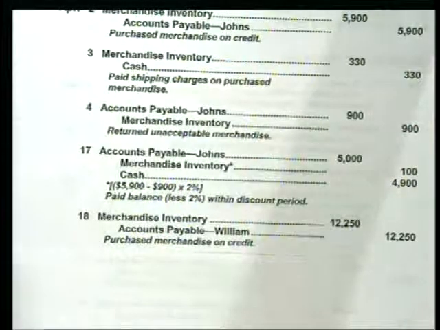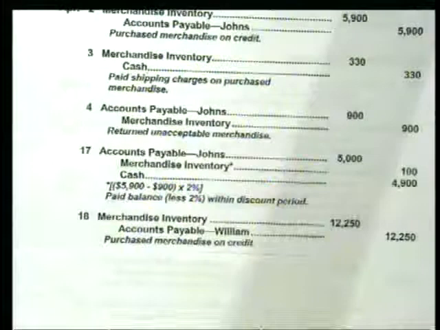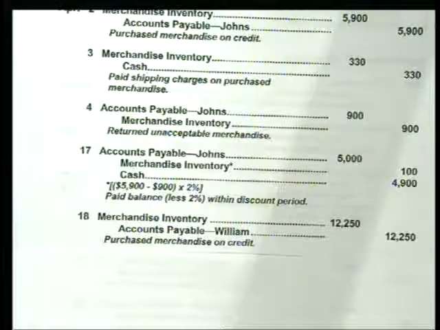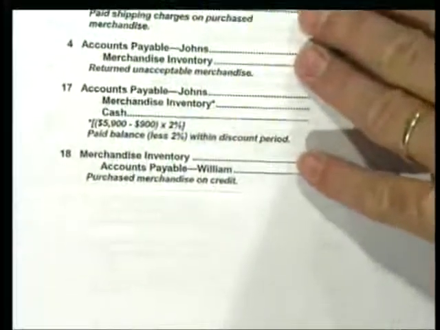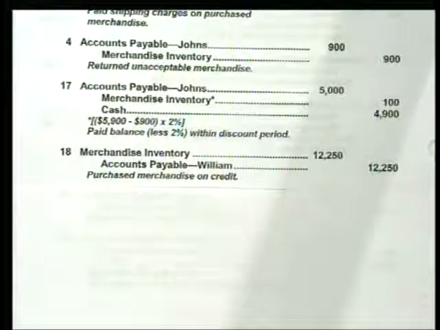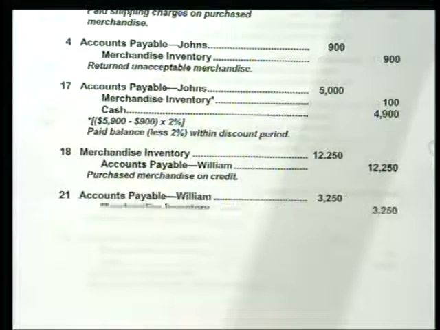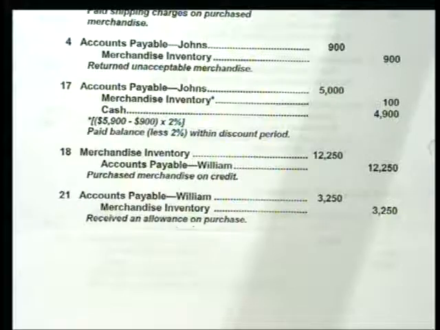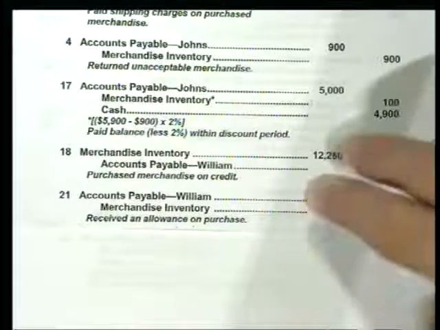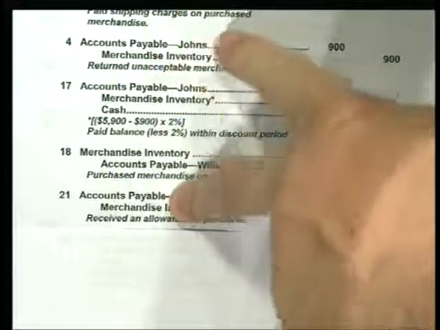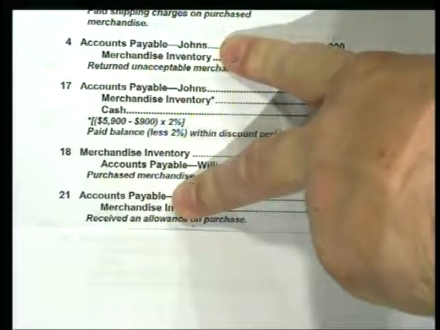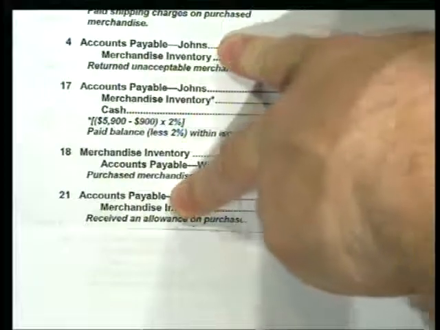All right, after negotiations, we received from Williams a $3,250 allowance on the April 18th purchase. Now, this is a purchase allowance situation, not a purchase return. However, it's going to look very similar journal entry-wise to the purchase return. And there is the entry. This is a purchase allowance. This is a purchase return. And notice the same accounts are debited and credited.